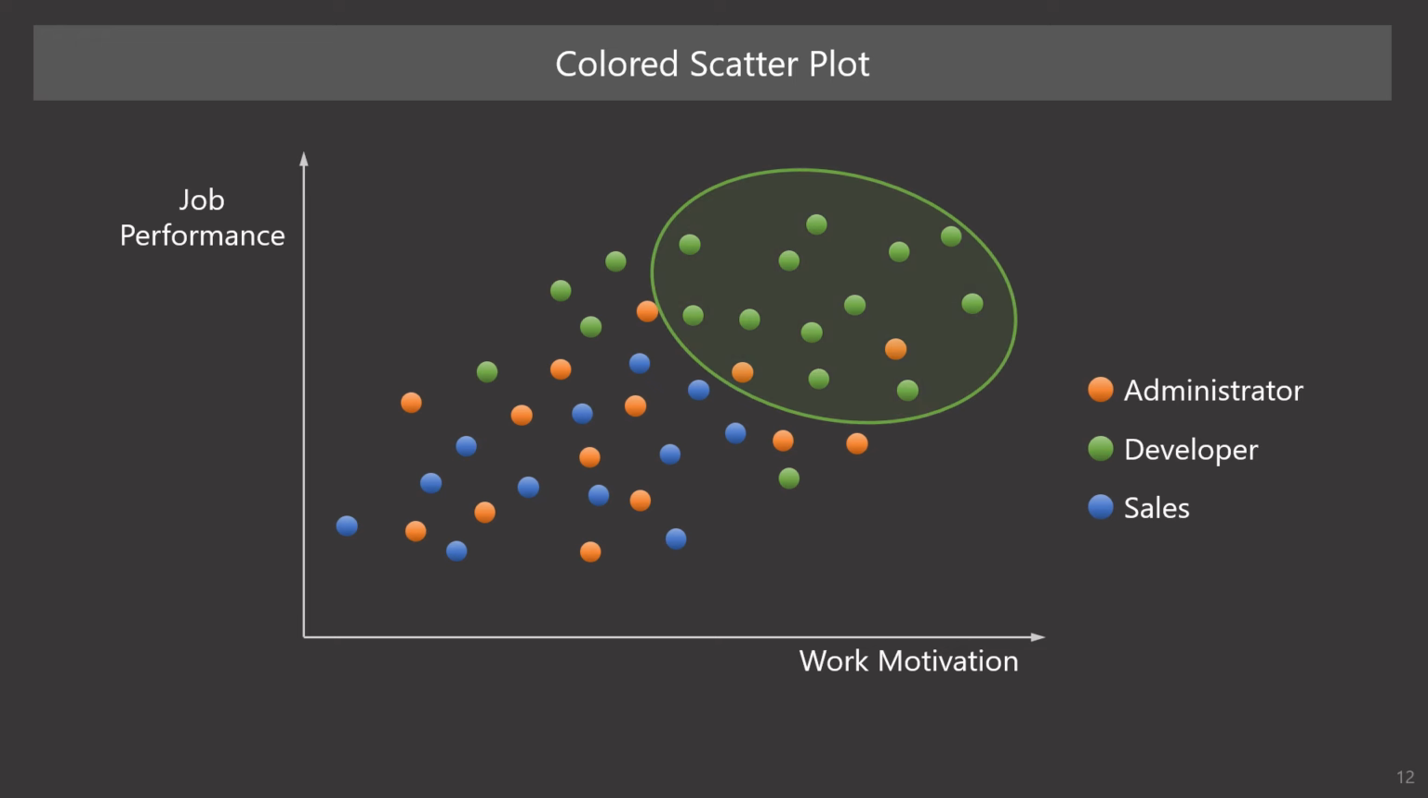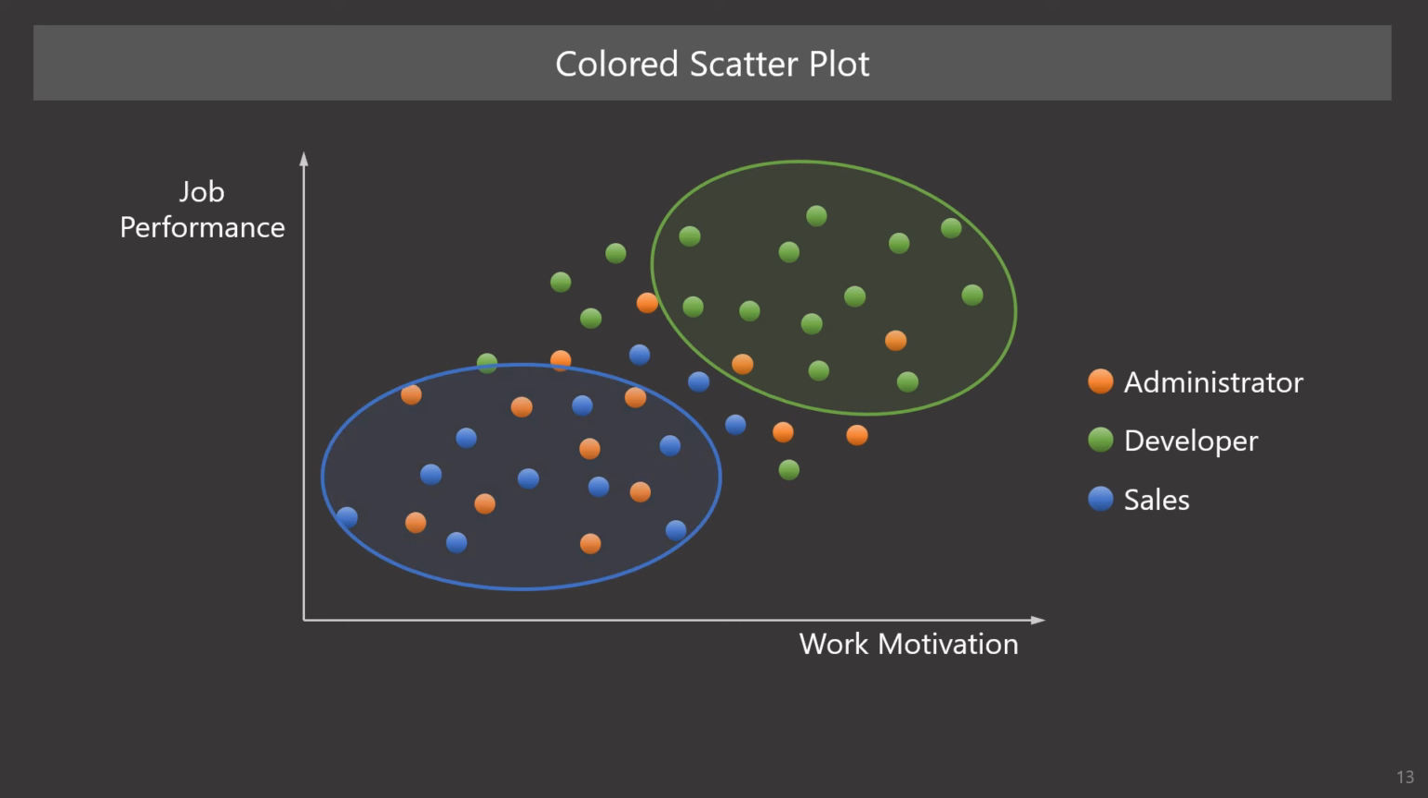However, we can see many of the developers are both high in motivation and performance. On the other hand, many of the salespersons are both low in motivation and performance. So, this company may be excellent in product development, but lose many sales opportunities because of its weakness in sales force. Using a colored scatter plot, we can obtain insights that we cannot see in an ordinary scatter plot.